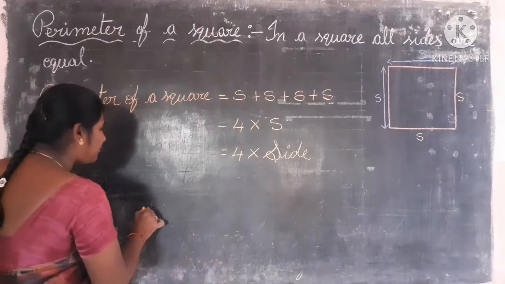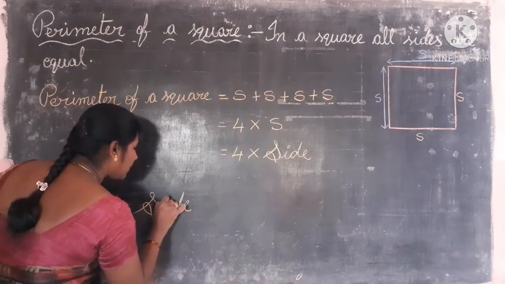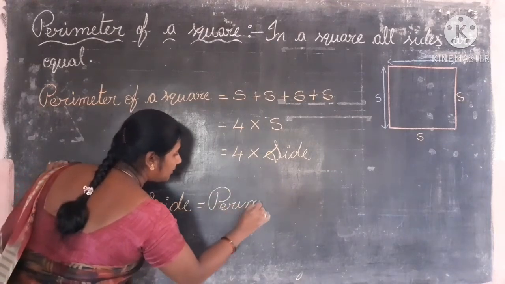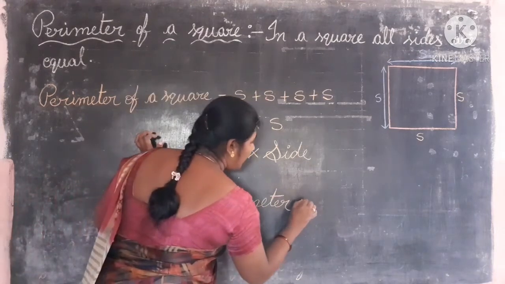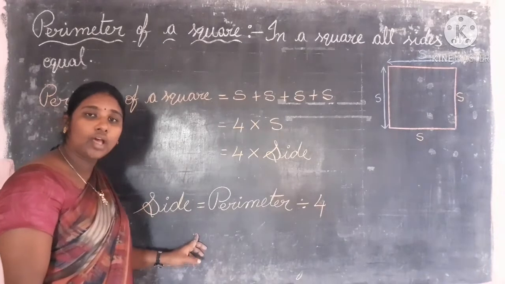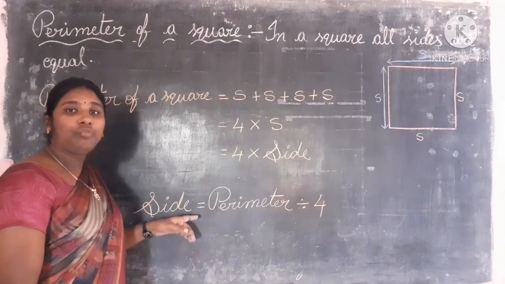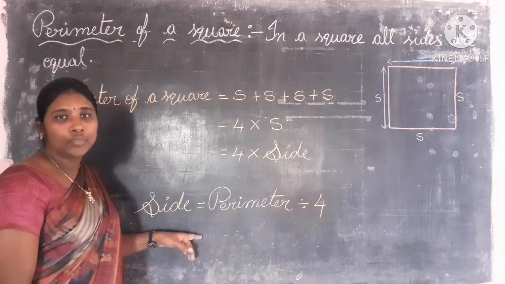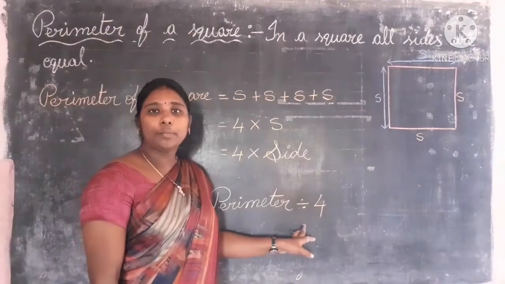So at that time, what is the formula for side? Side is equal to perimeter divided by 4. When do we use this formula? When they give the perimeter of a square and we have to find the side of the square, we use this formula. The side of the square formula is perimeter divided by 4.